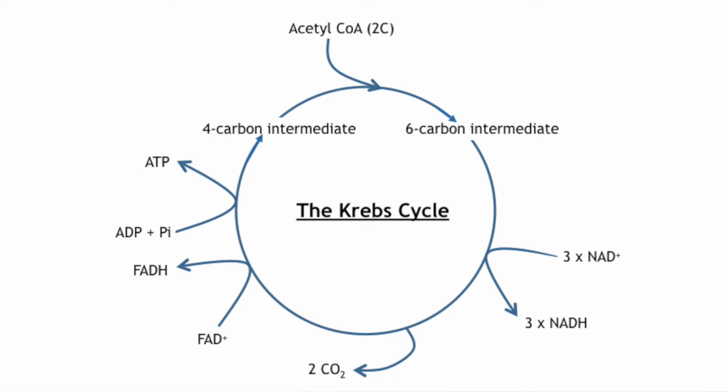So that 4-carbon molecule will be converted back into its 4-carbon state by removing 2 carbon dioxide molecules, so some more decarboxylation occurring. We'll also reduce 3 molecules of NAD, so we're going to remove some hydrogen from that substance, and we'll also reduce 1 molecule of that coenzyme called FAD. Okay. In addition to that, we should also be able to synthesize 1 molecule of ATP from ADP and phosphate.